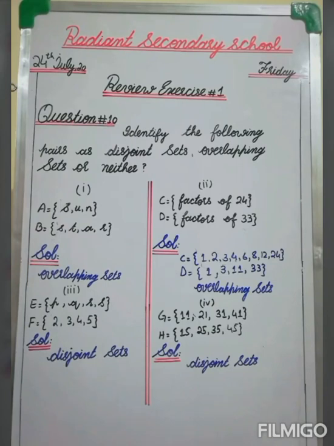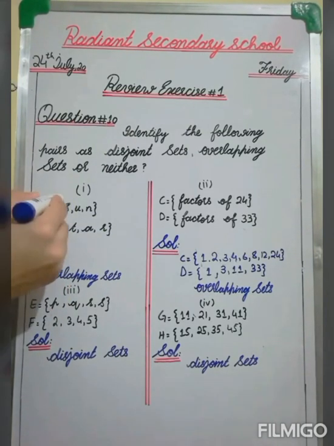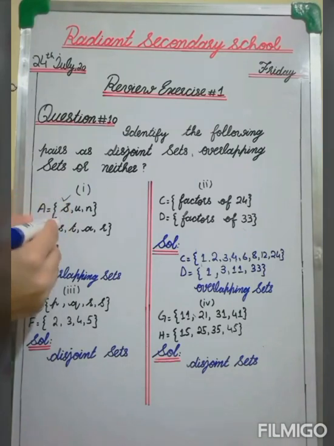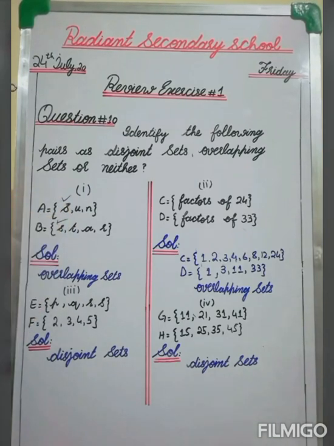Now come to part number 1. 2 sets are given. The elements of set A are S, U, N and the elements of set B are S, T, A, R. First we have to check the common elements. S is common. Yes, S is present in set A and S is also present in set B. Students, you can see in sets A and B some elements are uncommon. So these sets A and B are overlapping sets.